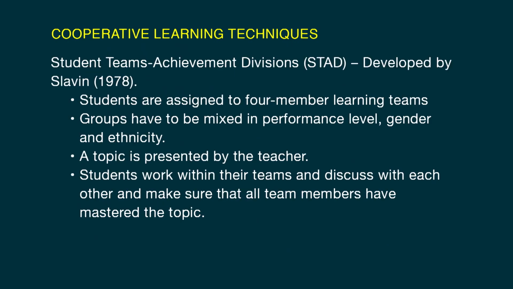The next one is Student Teams Achievement Divisions, STAD, which was developed by Slavin. In STAD, the students are assigned to 4-member learning teams. Each group will have 4 members. The groups have to be mixed in performance level, gender and ethnicity. Then a topic is presented by the teacher. Students work within their teams and discuss with each other, and they make sure that all team members have mastered the topic.